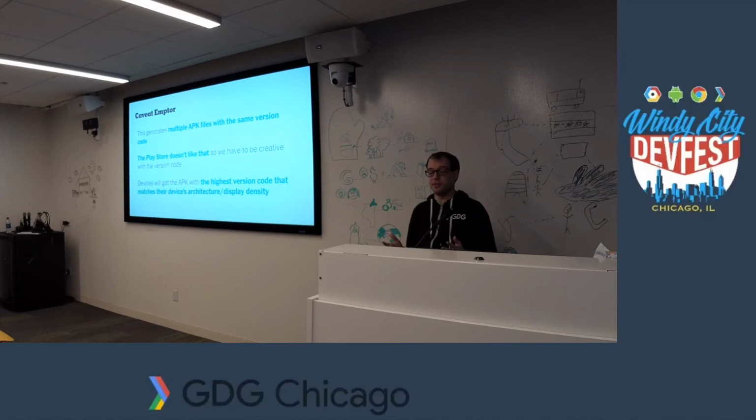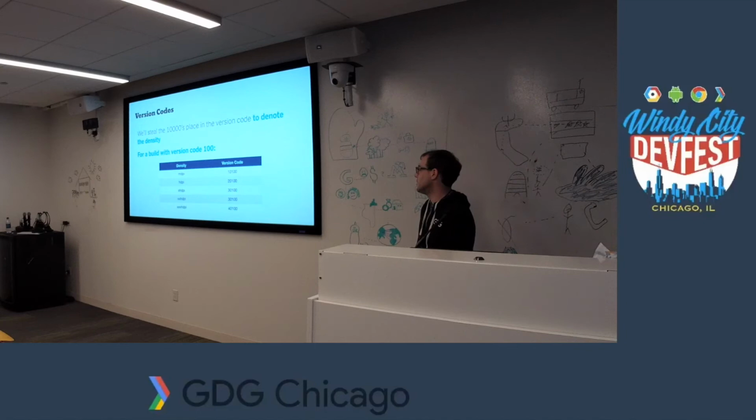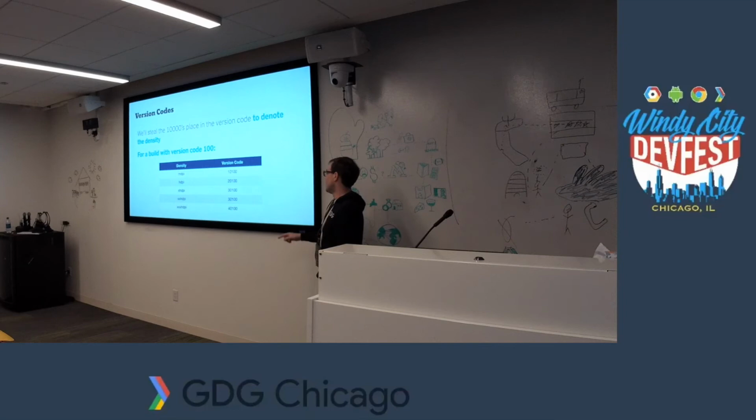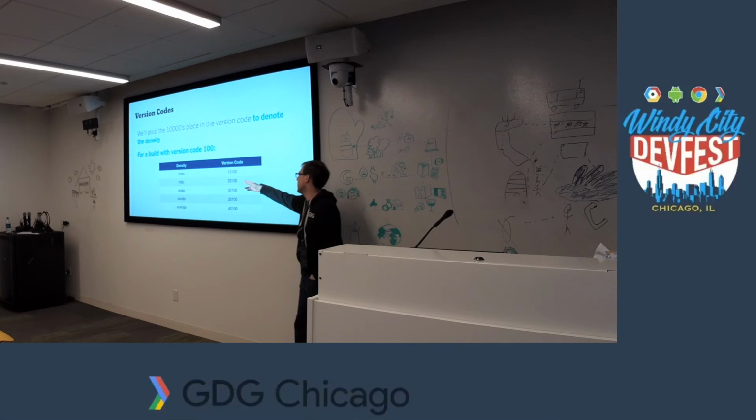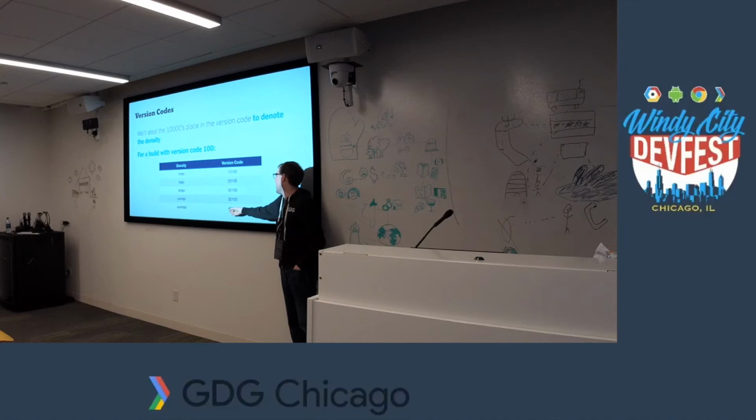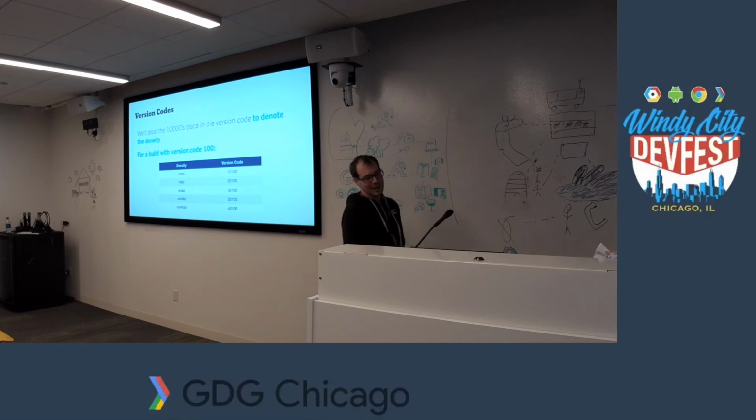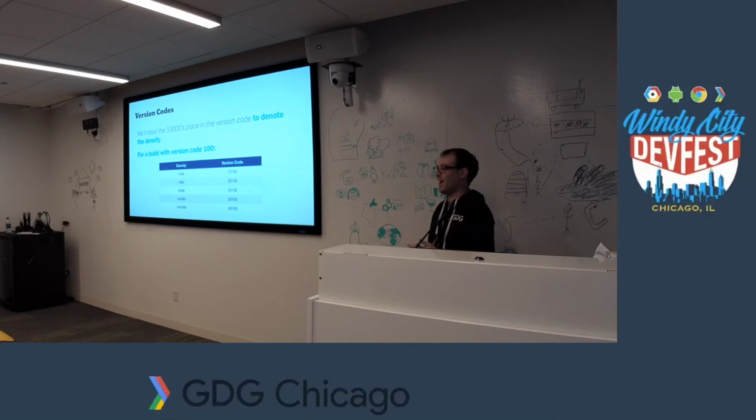So what if we could steal some number places within the version code and use that? Maybe we could assign each density a value from, you know, 1 to 4. And then if our version code was 100, we're just going to steal the 10,000th place in that version code. So we'll have our normal version code, and then we add 10,000 times that density identifier to build a bigger number. And if you're working to have more than 10,000 builds, 2.1 billion is the maximum value for a version code on an APK, so you could extend out a few more places if you wanted to.